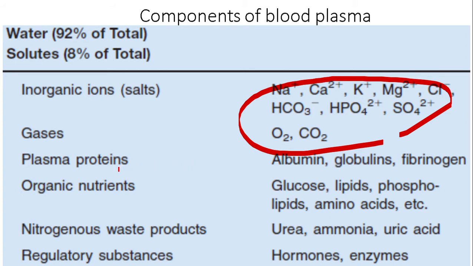And plasma proteins: albumins, globulins, fibrinogen, etc. You know that fibrinogen is concerned with blood coagulation. And you have the organic nutrients: glucose and other sugars, lipids, phospholipids, amino acids, etc. Nitrogenous waste materials are there: urea, ammonia, uric acid, etc. And regulatory substances such as hormones and enzymes are there. And you know that blood is a transport medium. All those materials are transported in the blood.